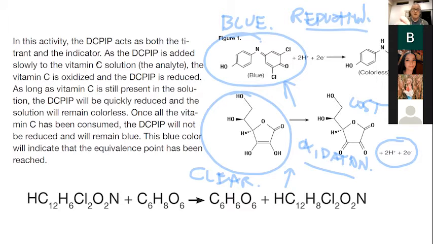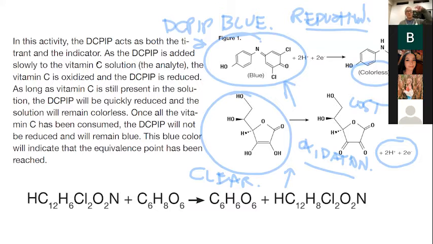Remember, this is the DCPIP up here. And it's going to be in the oxidized form, and the oxidized form is blue. So if it changes, is it going to be because it's oxidized or because it's reduced? It's being reduced, right? And so when it's being reduced, what happens to it? It turns clear, exactly.